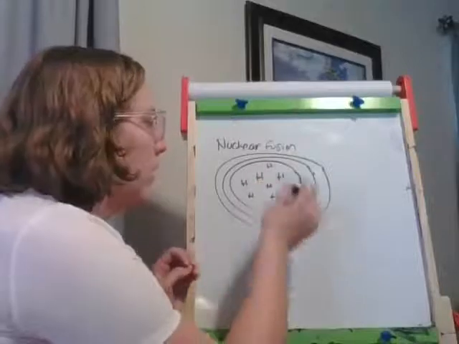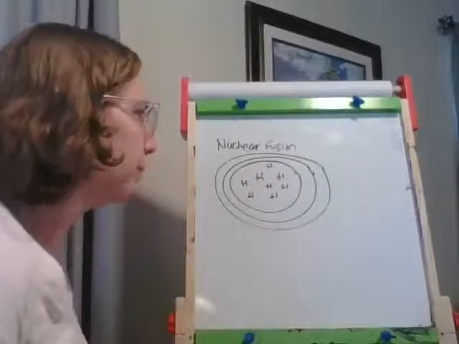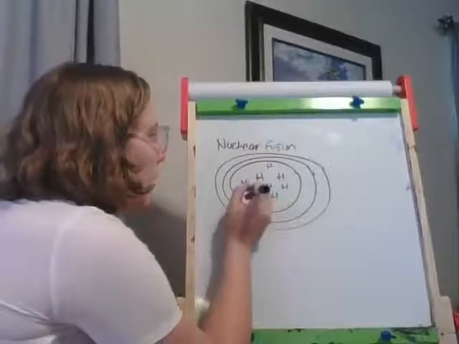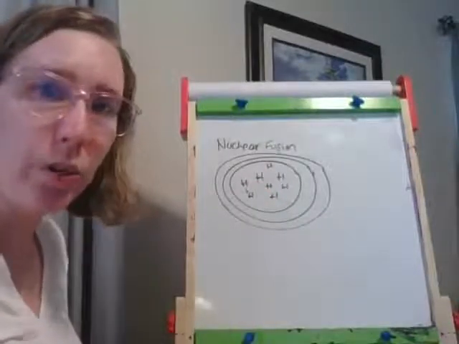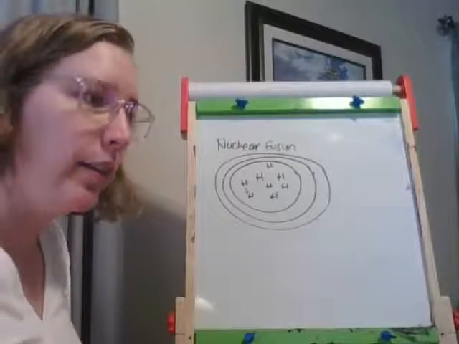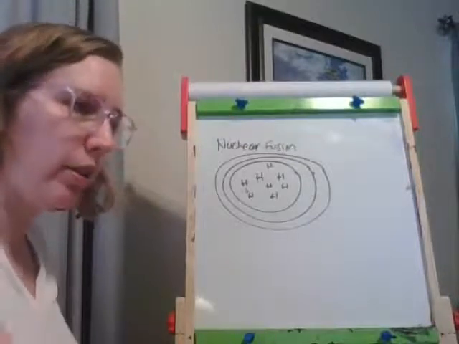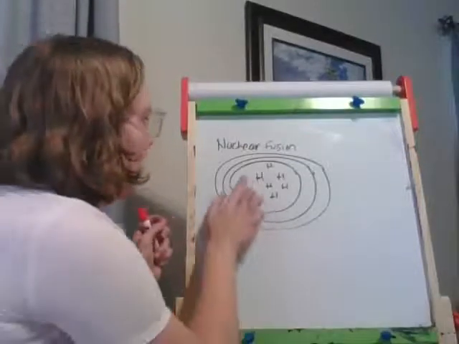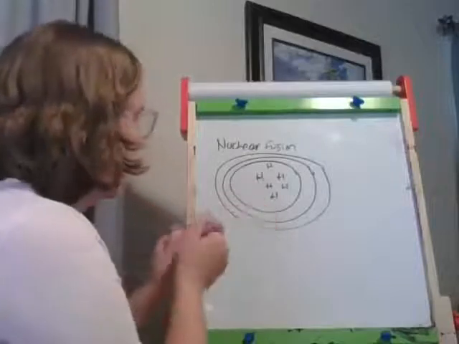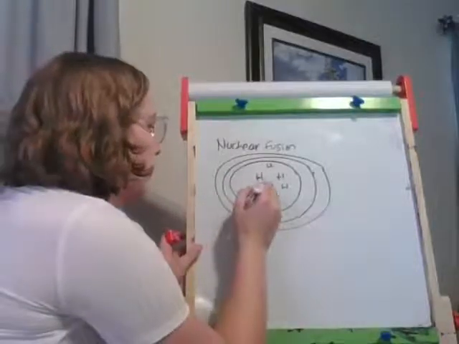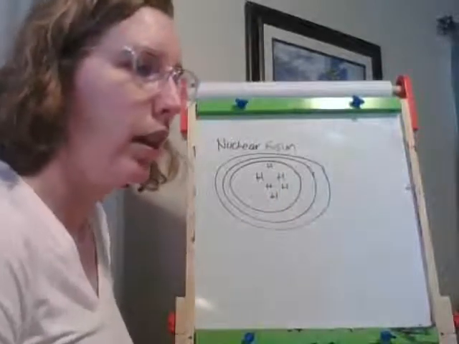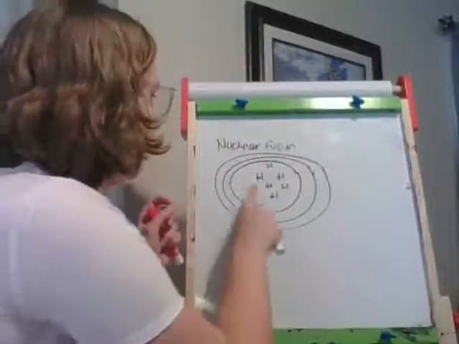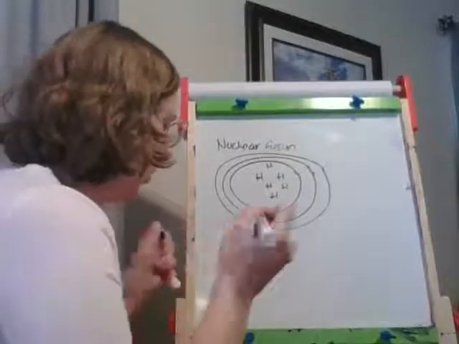It's zooming around all over the place, and eventually one little hydrogen bumps into the other hydrogen. And because there's so much pressure and so much heat, those two hydrogens, guess what? They become helium. Okay, so maybe if I do blue here, it becomes helium.